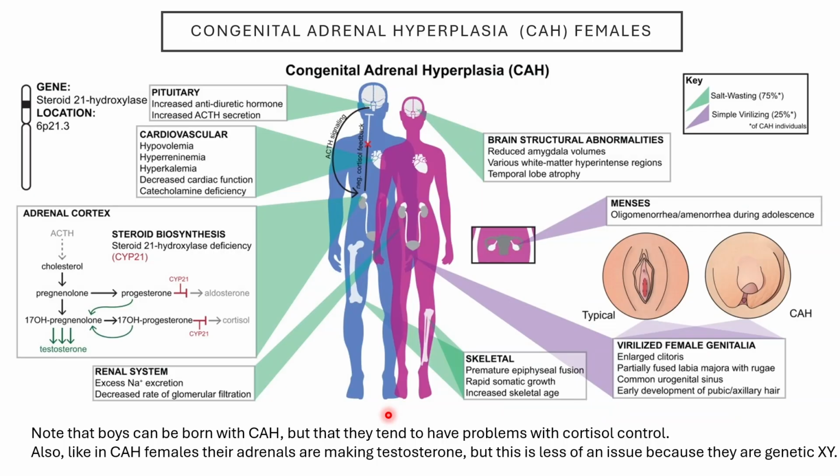All right, another intersex condition I want to talk about is called congenital adrenal hyperplasia. These are individuals that have a mutation for 21 hydroxylase. This is located on the 6th chromosome. And 21 hydroxylase is an enzyme that's involved in steroid synthesis, specifically in making cortisol. Which gland makes cortisol?